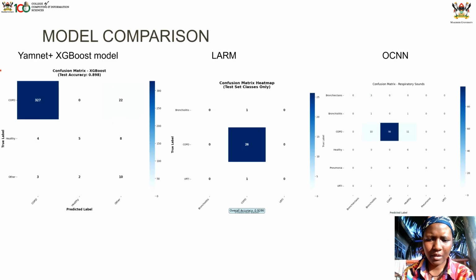The heat maps display the performance for each model, and each diagonal represents the correct predictions for each model. As you can see, this here had the best performance, the XGBoost model. The LARM model, we are going to have to put aside because it had data splitting issues. Rather than training on all the 6 classes of the diagnoses that were there, it used only 3. So its results are not comparable to the OCNN and the XGBoost.